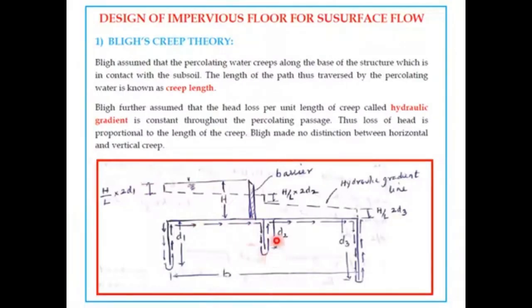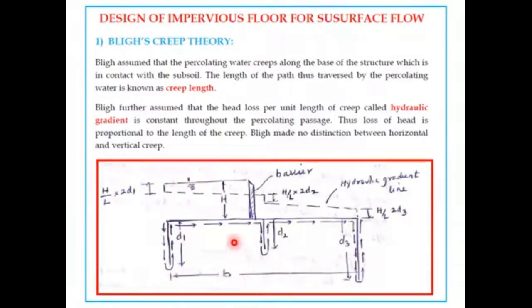He assumed that this percolating water creeps along the base of the structure, which is in contact with the subsoil, and the length of the path traced by the percolating water is known as the creep length. For example, this is D1 plus D1, plus D2 plus D2, D3 and D3. So the total base length plus 2 times D1 plus 2 times D2 plus 2 times D3 is the creep length. Okay.